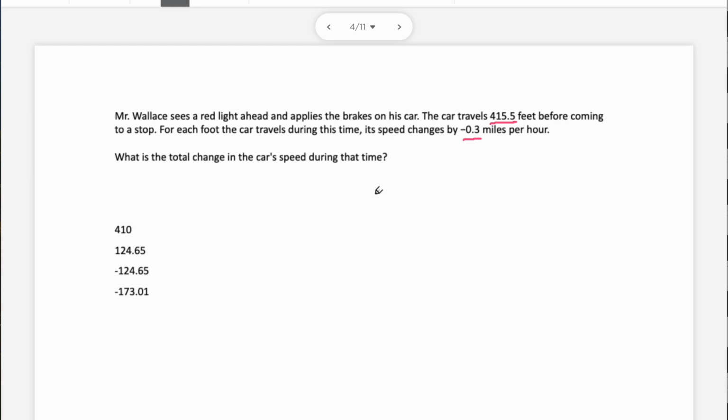So we have 415.5 feet. So we'll put that up here. And we want to multiply that times this miles per hour that it gives us. Okay? And again, I'm going to ignore the signs because I have a negative times a positive, which I know is a negative. So we're going to mark those two out because they're not negative. All right, line your decimals up, 0.3, and then you just multiply.